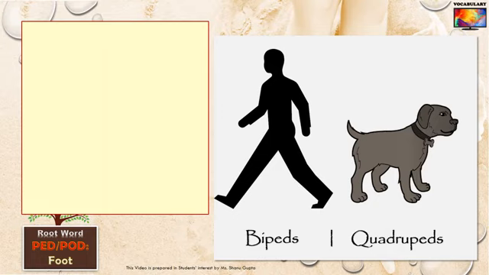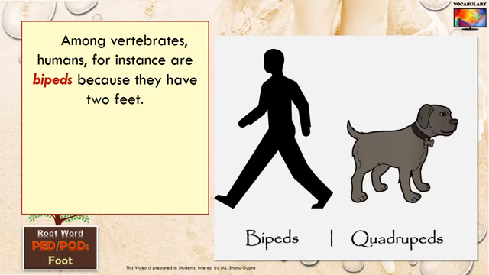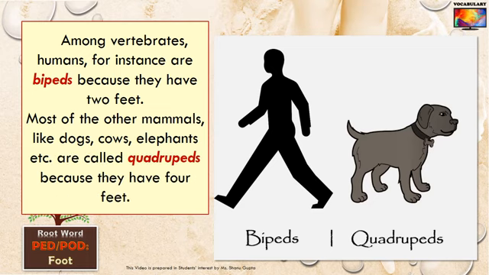Animals, birds, insects, etc. can also be classified according to the number and type of feet they possess. Vertebrates, meaning those animals which have a backbone, humans for instance, are bipeds because they have 2 feet. Most of the other mammals like dogs, cows, elephants, etc. are called quadrupeds because they have 4 feet. Note that the prefix bi means 2, whereas the prefix quad means 4.